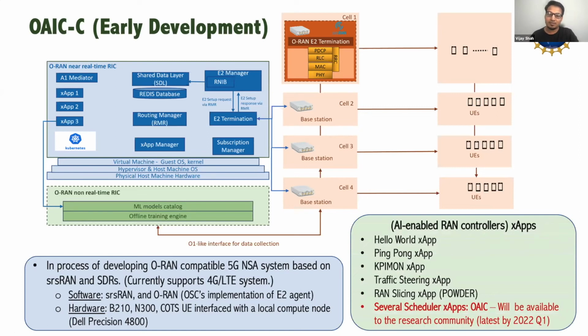Some of the AI RAN controller xApps that we have developed, implemented, and reproduced are the following. The first 3-4 are directly coming from the OSC. The other one is the RAN slicer xApp, which is the POWDER one from University of Utah. And then currently we are developing several scheduler xApps, including proportional fairness and age of information schedulers and so on, and they will be available again to the research community by next April at the latest.